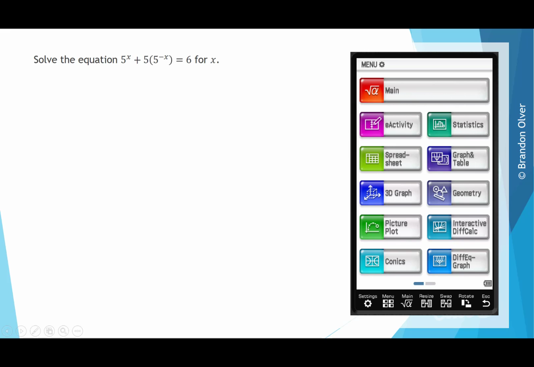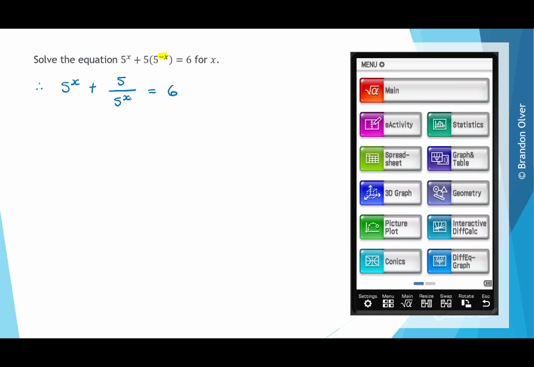Solve the equation 5 to the power of x plus 5 times 5 to the power of negative x equals 6 for x. Now, because of this negative power here, we can rewrite this as a positive index by putting it into the denominator. So that means that our equation can be written as 5 to the power of x plus 5 divided by 5 to the power of x is equal to 6.